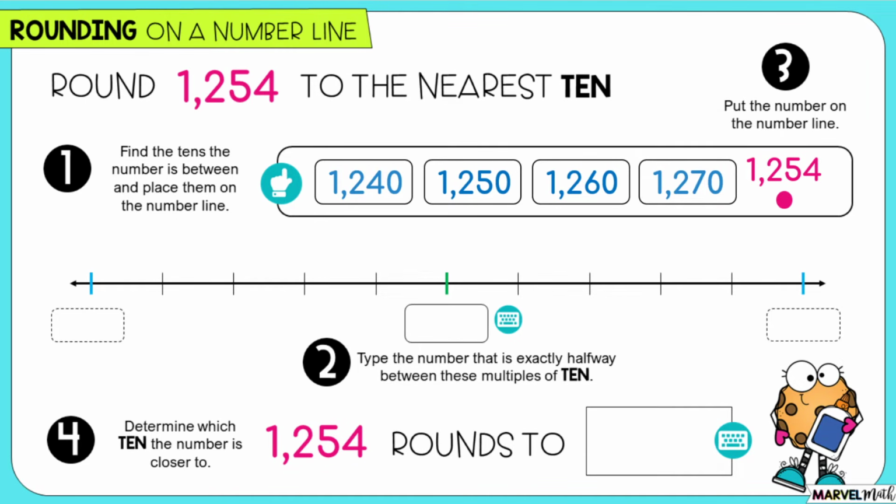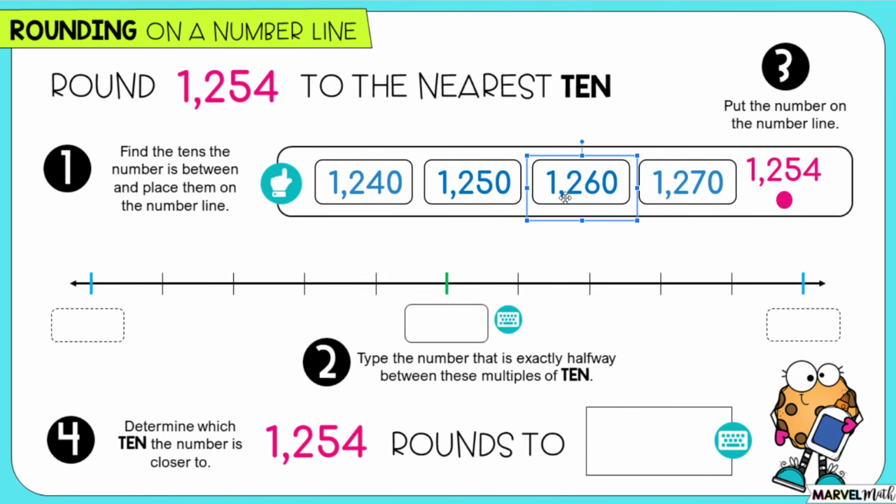All right, now we're going to level up even more. And let's look at this one right here. So we have 1,254, and we want to round that to the nearest 10. So which tens is it between? Well, think about your tens place. If it's 54, it's going to be between a 50 and a 60.